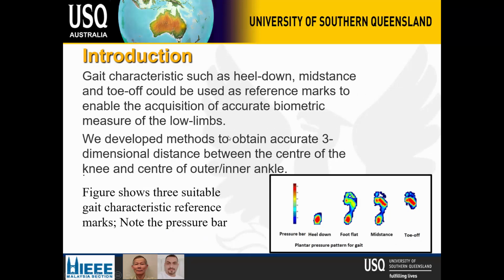Gait characteristics such as heel down, mid stance, and toe off could be used as reference marks to enable the acquisition of accurate biometric measures of the lower limb. We developed methods to obtain the accurate three-dimensional distance between the center of the knee and the center of the outer and inner ankle. This figure shows the three stages of the gait: heel down, mid stance, and toe off.